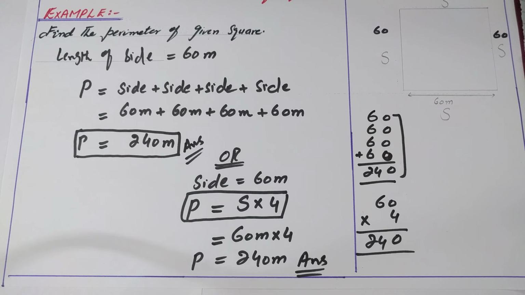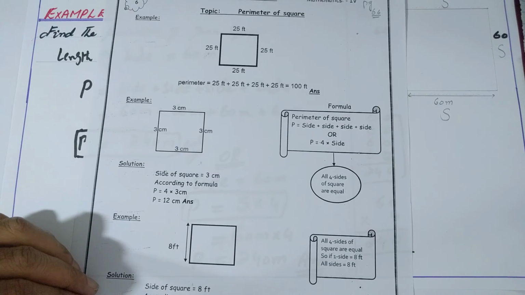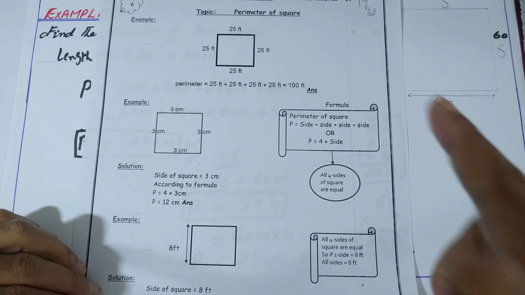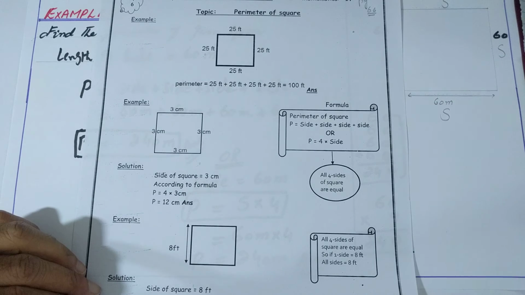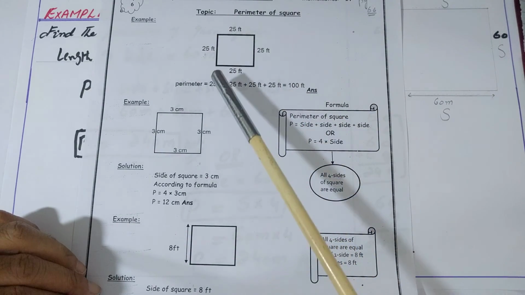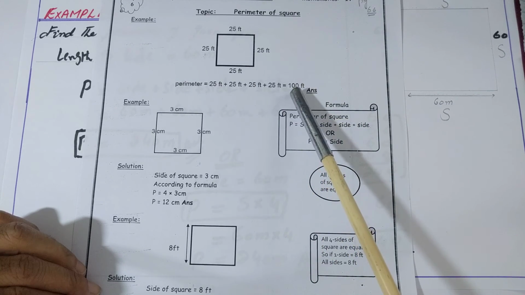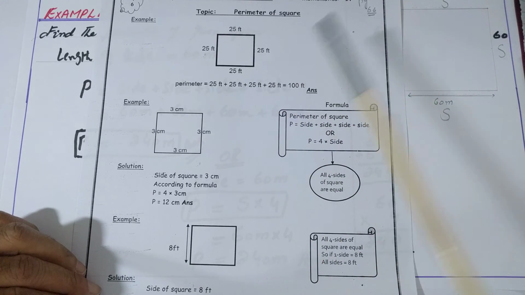Now in your booklet, page number 67, some examples are solved for you. Many different examples are here which are already done for you. Revise these all examples by yourself just for your practice. Like in the first example, side of the square is equal to 25. So repeated addition is here. 25 plus 25 plus 25 and 25, and the unit is feet. So 100 feet, or you can use the multiplication.